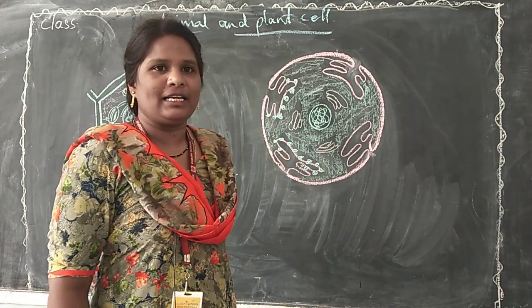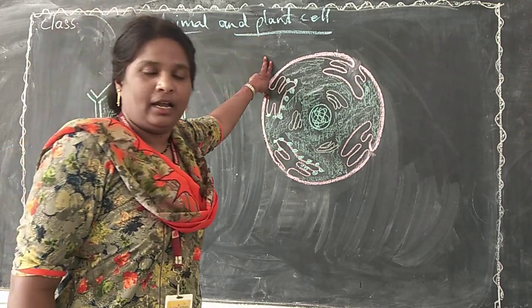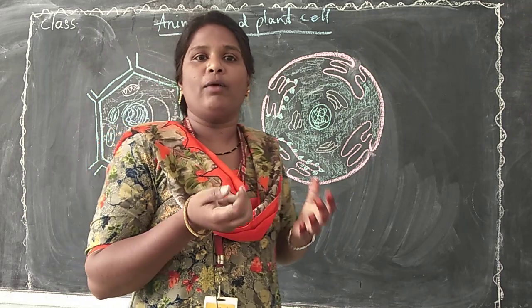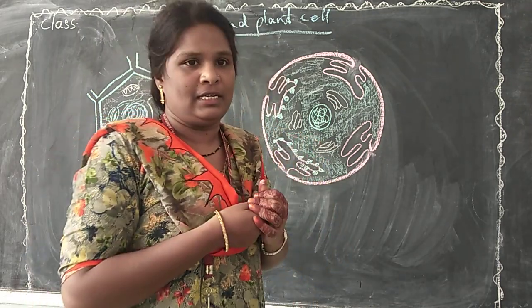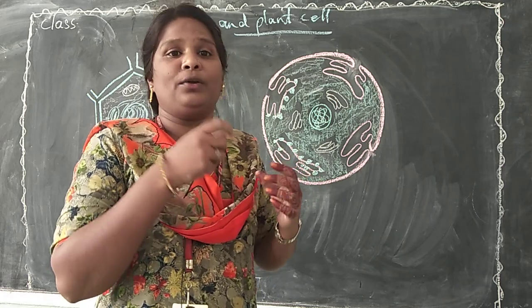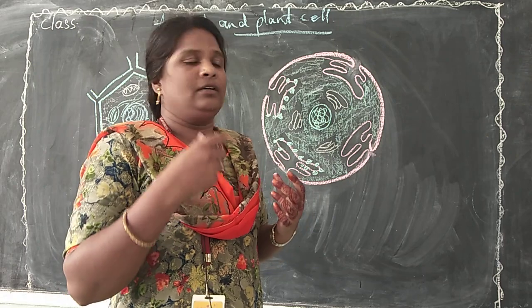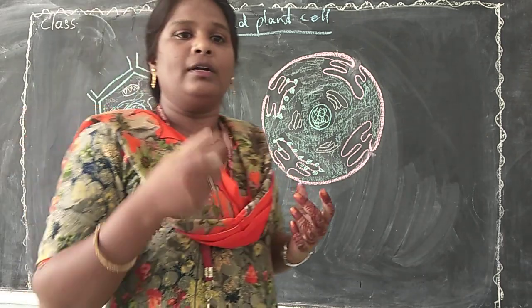Today in our biology class, I am going to explain about animal cells and plant cells. We are human beings, we are animals, and how does our body form? Our body forms with the help of so many cells that join together and form tissues. Now, what are cells? Which organelles are there in the cells? Now we are going to discuss that.